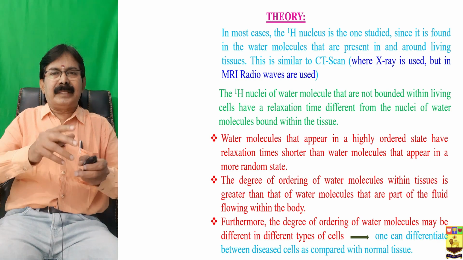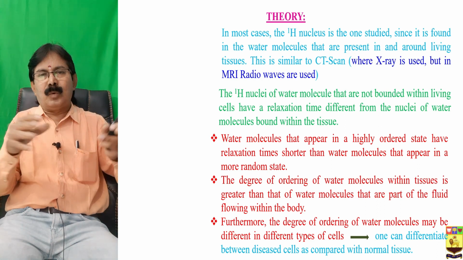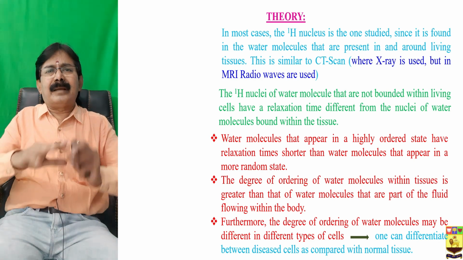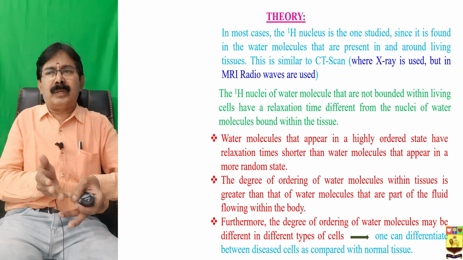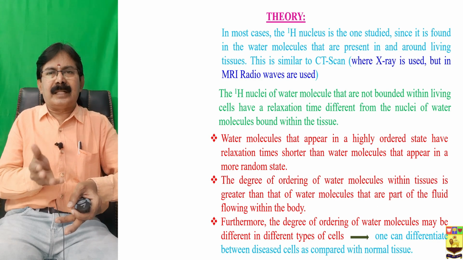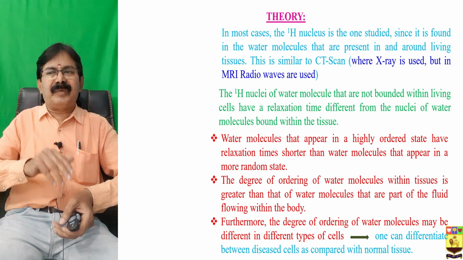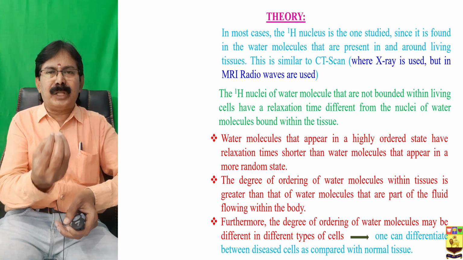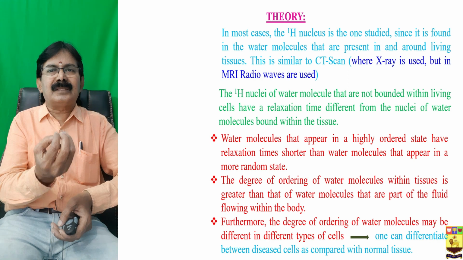The random state means the water molecules go in random motion, in a free space. The degree of ordering of water molecules within the tissues is greater. So within the tissues we have only a smaller space, where it is in a highly ordered state, and the relaxation time is shorter.